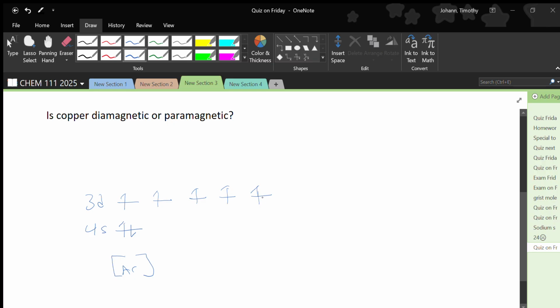I did it like this because they don't like to pair up unless they have to, right? So I put them in unpaired. 6, 7, 8, 9. Does copper have any unpaired electrons? Yes, it has 1. That's enough. That is going to be paramagnetic.